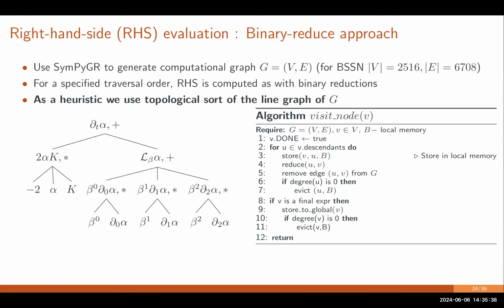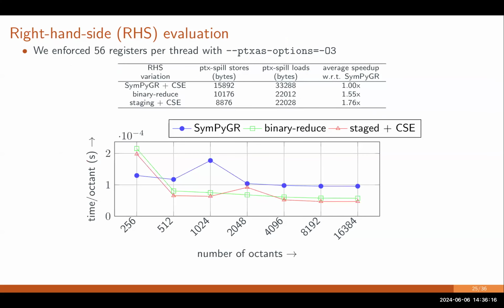The idea of the binary reduce approach is that we look at the computational graph, and any topological sort of this computational graph is a valid order of traversal of this graph. Hence, it will generate correct code. As a heuristic, we use a topological sort of the line graph of G, the computational graph, and try to generate the code for the right-hand side. This is what we know as the binary reduce approach, and this is the comparison of the three approaches.